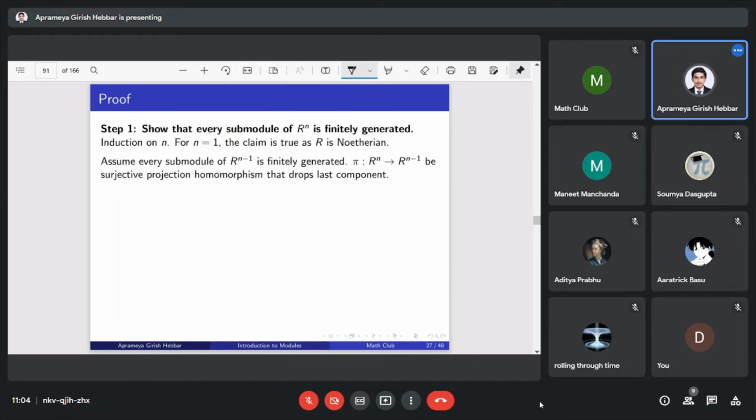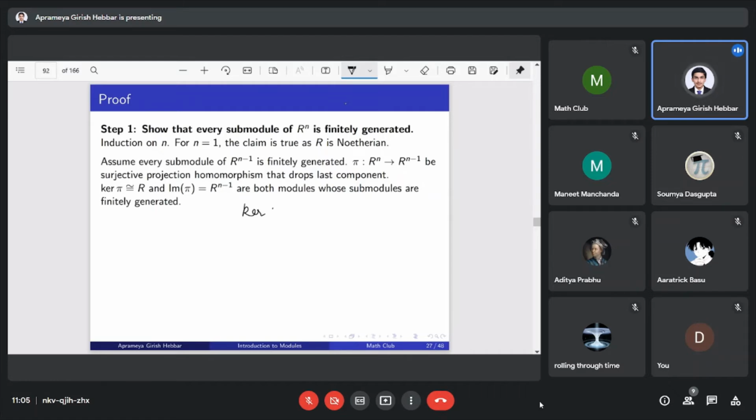Now let's see for Rn. You construct pi, a map from Rn to Rn minus 1. What does it do? It just skips the last component. For example, pi takes x1 up to xn to x1 up to xn minus 1. Clearly this map is surjective, and this map is also a linear map. We had assumed that the theorem is true here, and we want to show that it is true here. So what's the kernel of this map? The kernel is nothing but R, and the image is Rn minus 1.